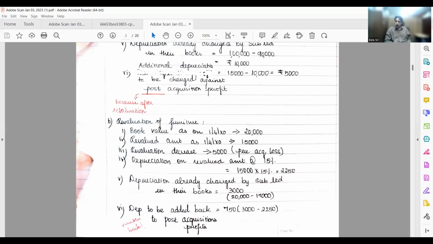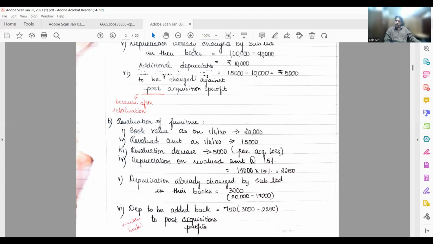That is the furniture being revalued. Again, book value, how much? 20,000. Revalued amount? 15,000. Revaluation decrease? 5,000. It's a loss. It's a pre-acquisition loss. The next line, depreciation at 15% on 15,000. That should have been the right amount, 2,250.